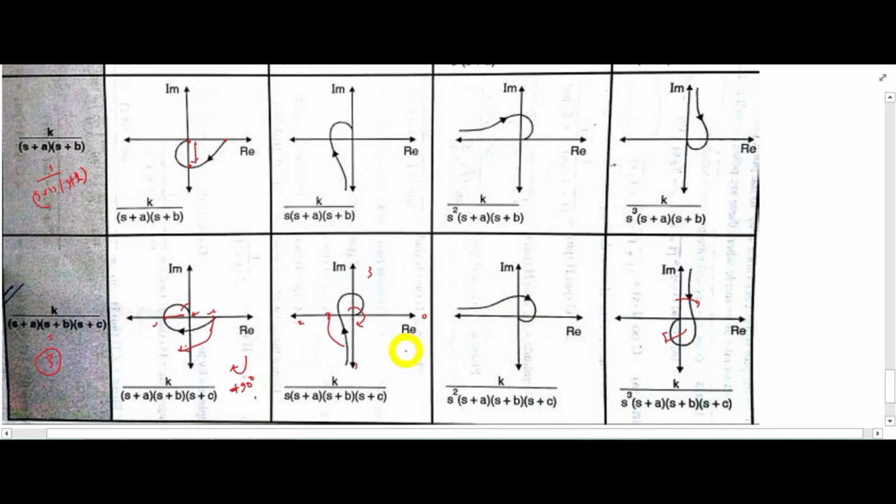Now see what is the difference between these two plots. When we add one pole at the origin, our polar plot again shifts by 90 degrees. This happens in all cases.